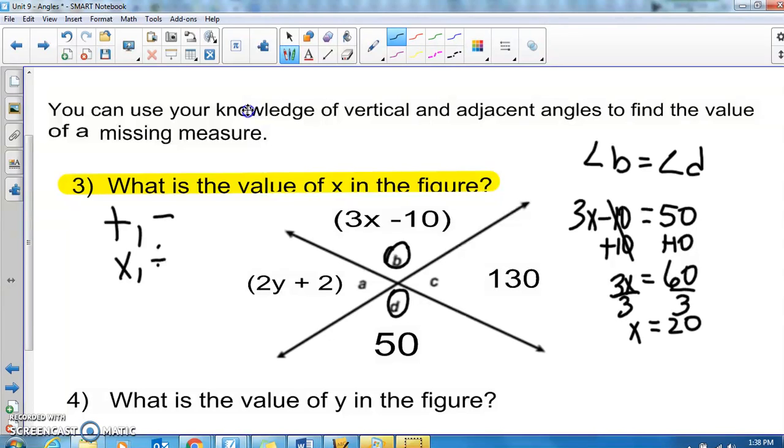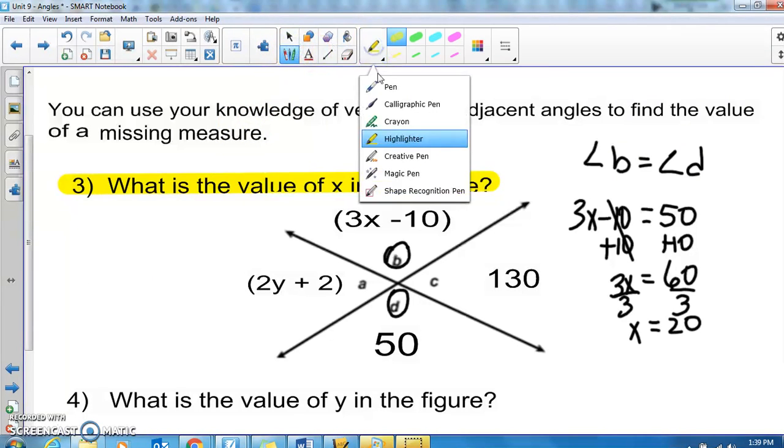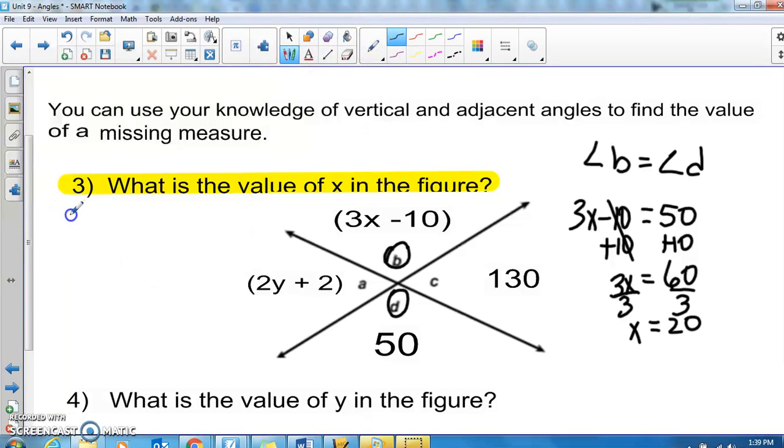All right, for the value of y, I can do the same exact thing. Let me erase this part. So we know angle A is equal to angle C. Angle A is 2y plus 2 equals 130. All right, solve the equation.